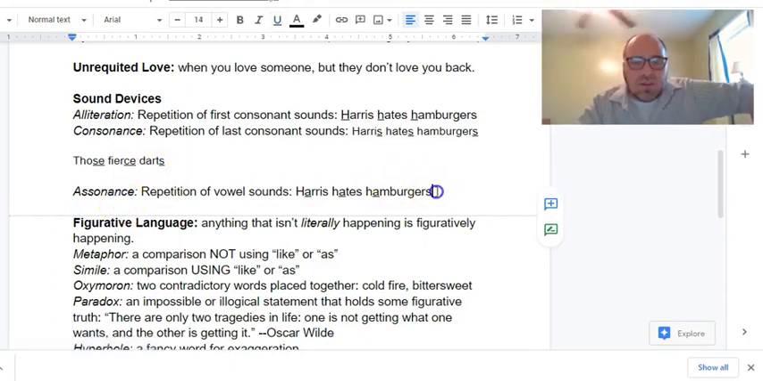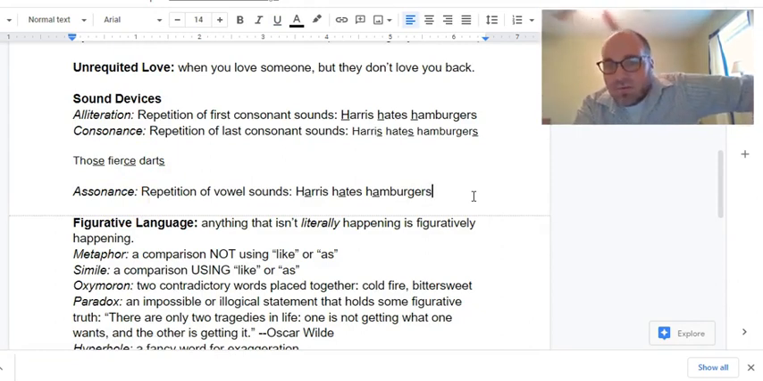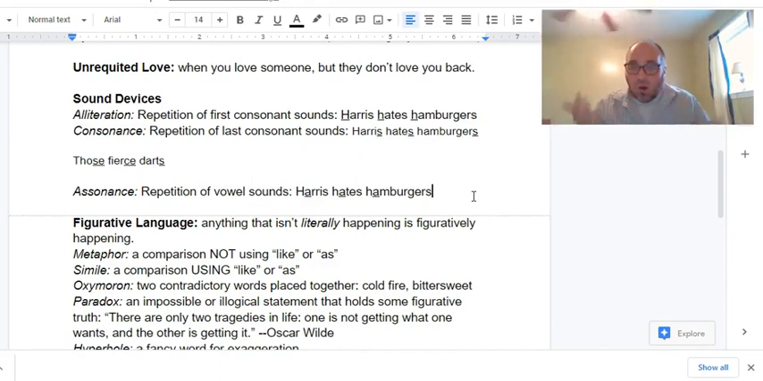Assonance is a little trickier. It's repetition of vowel sounds. And it doesn't matter where in the words the assonance shows up. It's always assonance if it's a vowel sound. So it could be at the beginning of the word. It could be at the end of the word. It doesn't really matter. Again, I gave you an example that has vowel sounds built into it. Harris hates hamburgers. Right? Like it's the same vowel sound throughout.